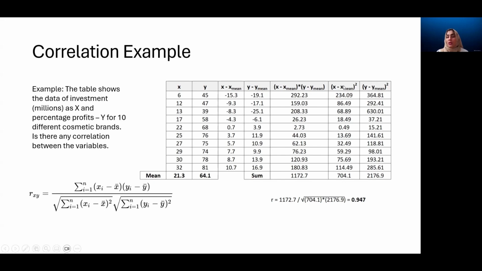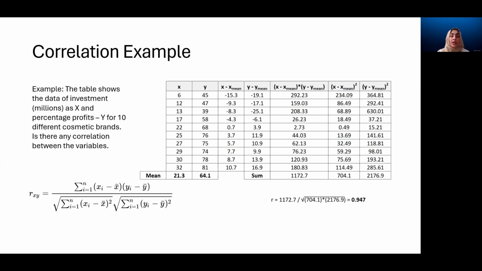So here we do this. This is x's squared deviations, and this is y's deviations, which we square. And here we calculate the sum of these values. So essentially, this is reduced to the sum of the product between these individual deviations, divided by this entire thing, and we get 0.947 as the correlation coefficient value, which indicates a very high positive correlation.